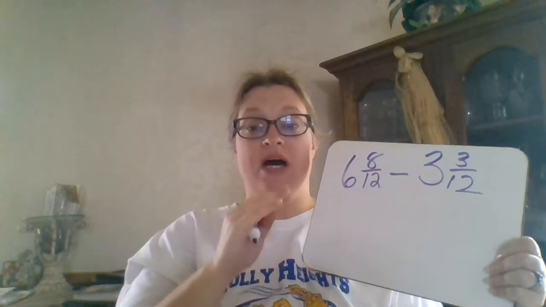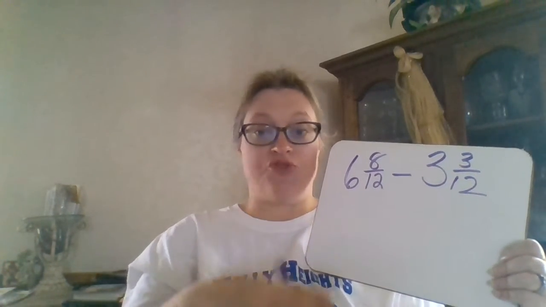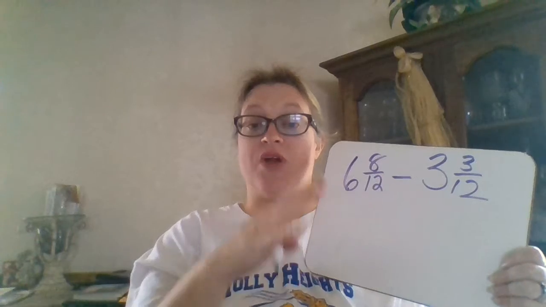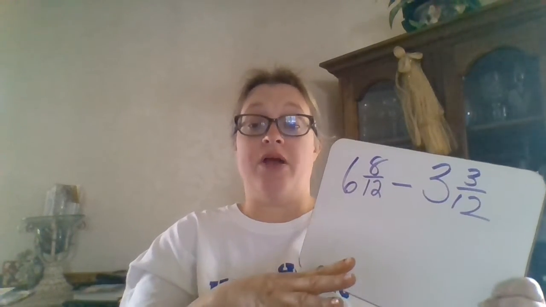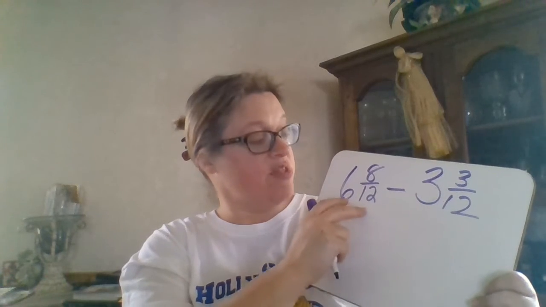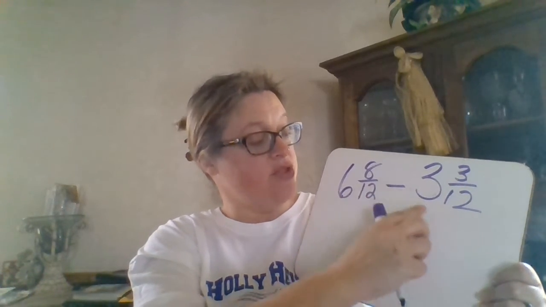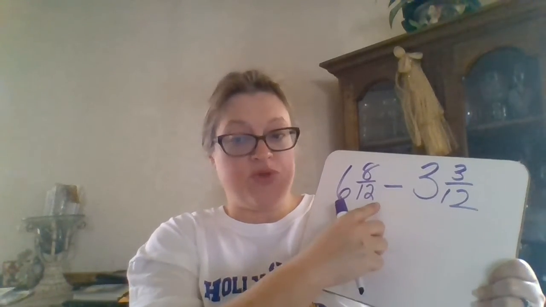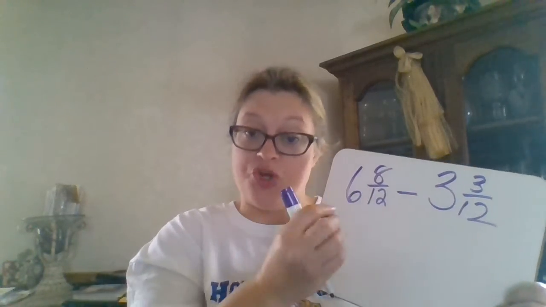6 and 8 twelfths minus 3 and 3 twelfths. Okay, so you could do this 2 ways. We could do it with this one because we could just go ahead and subtract our whole numbers and then go ahead and subtract our fraction part and have it come out completely. But just to let you know, if this was switched around, if it was 6 and 3 twelfths minus 3 and 8 twelfths, you can't do 3 twelfths minus 8 twelfths because you don't have enough.